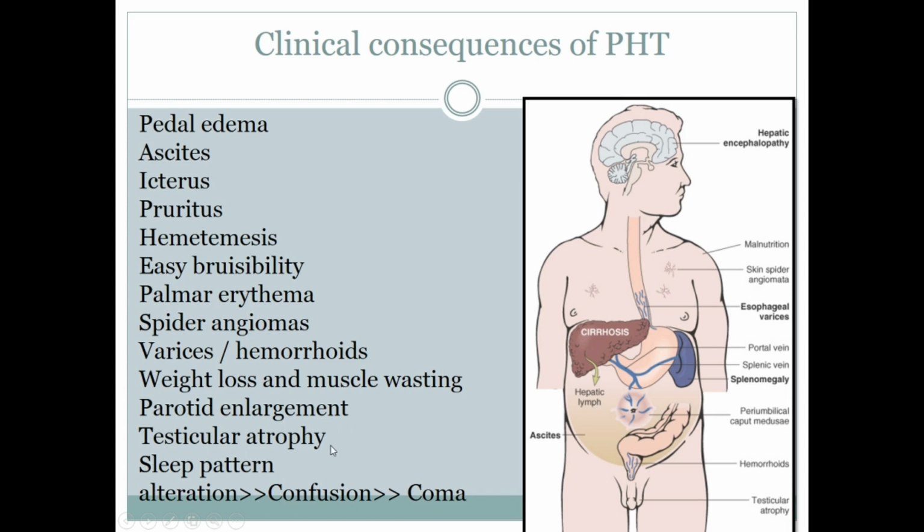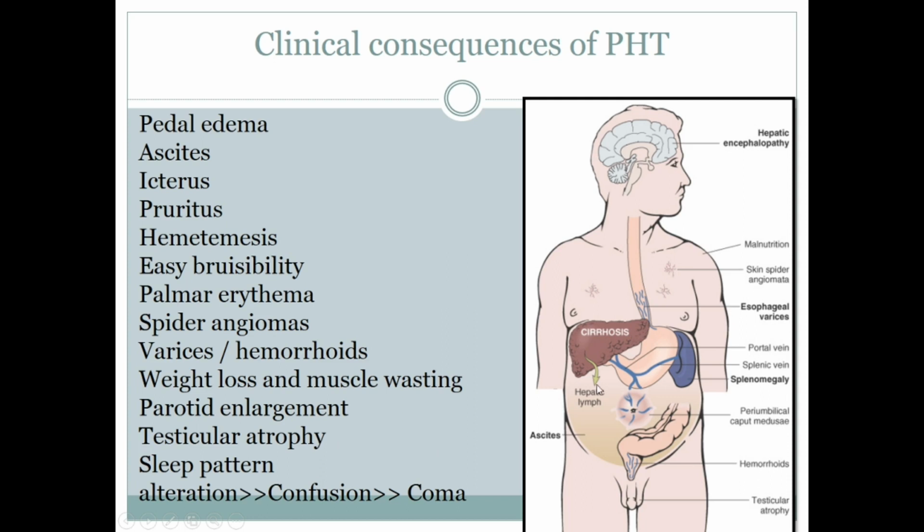Testicular atrophy is because of the liver failure. Estrogen is not detoxified in the liver, so estrogen increases. So there's testicular atrophy. There will be gynecomastia. Okay. Sleep pattern is altered, causing confusion, that's because of liver failure. Ammonia gets to the brain and causes hepatic encephalopathy.